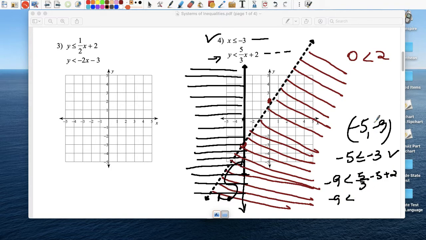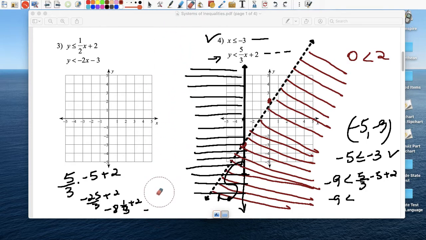-9, well, what is that? 5 over 3 times -5, so let me do that over here on the side. I should pick an easier number. -25 over 3 plus 2. This is -8 1/3 plus 2, which is going to give me a total of -6 1/3. You obviously might have a different number because you picked a different point in that area, so that's fine as long as it works. So my test using -5 and -9 worked for the first inequality as well as the second inequality, because -9 is definitely less than -6 1/3.